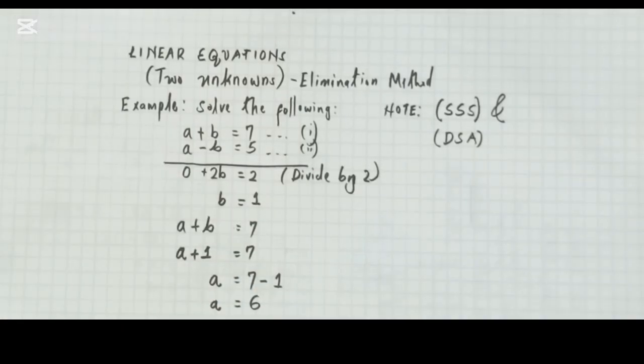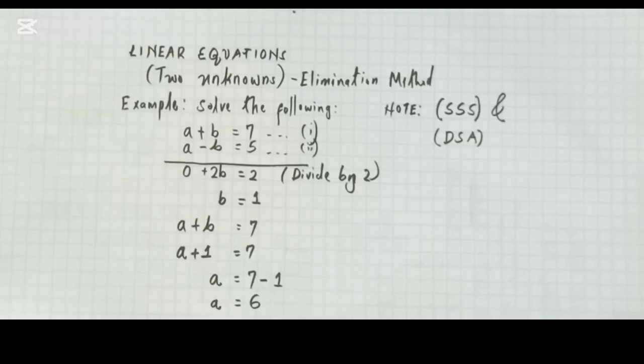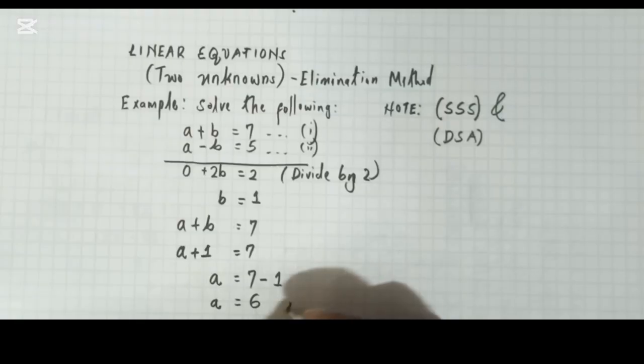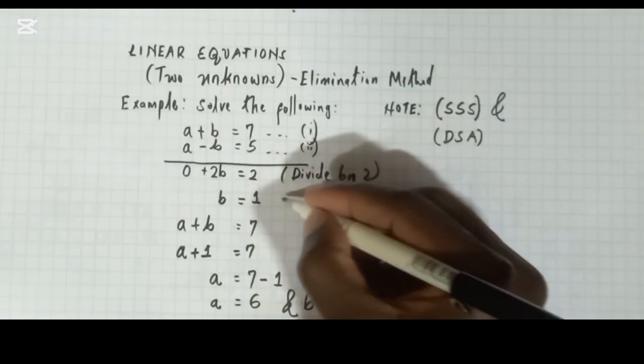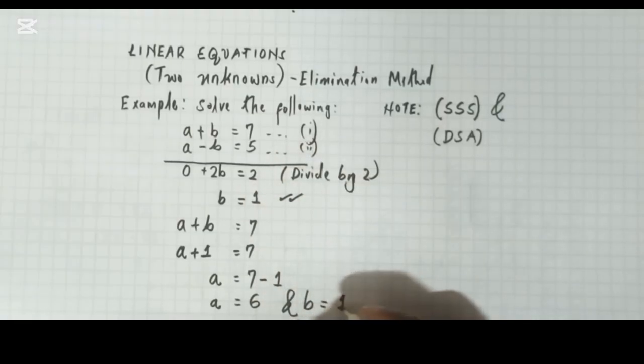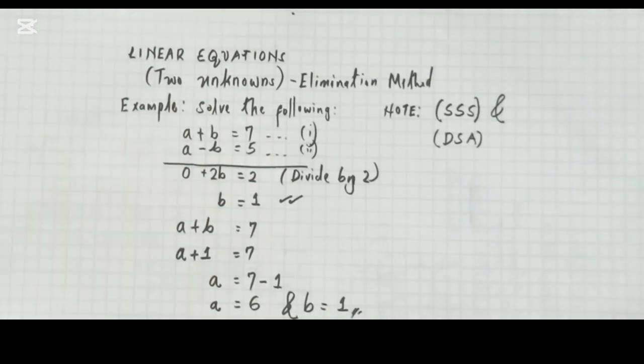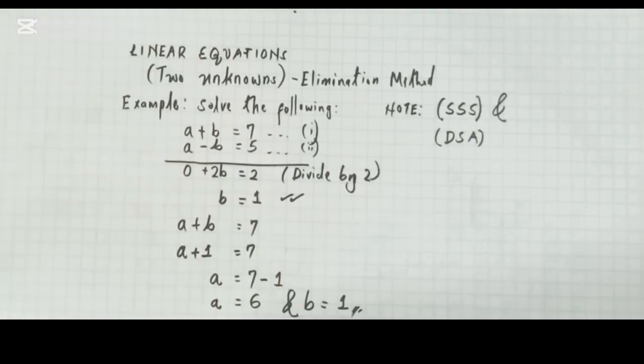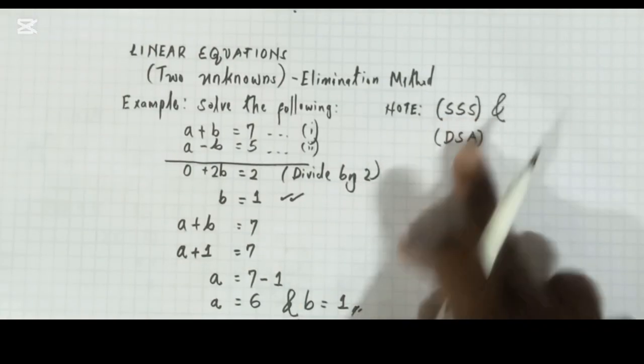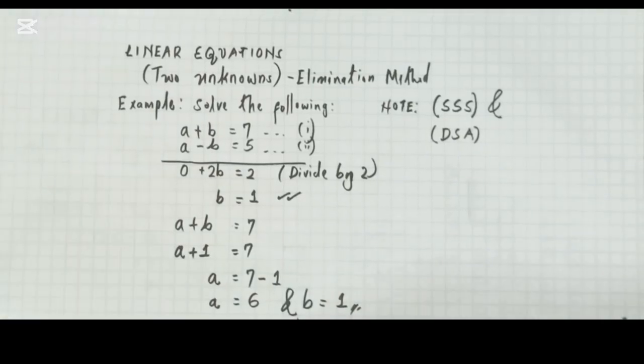So this is how we solved this particular problem using the elimination method. The value of a we found to be equal to 6, and the value of b we found earlier to be equal to 1. That is the solution to this problem. We solved it using the elimination method, and the golden rule in this case was same sign, subtract.